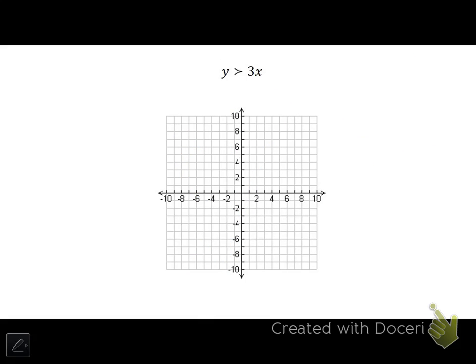Okay, y is greater than 3x. Well, to make this easier to graph, let's add a plus 0, because if we put a plus 0 on, it still doesn't mean much. But that means that we're going to be starting at 0, 0 here, and then we're going to go up 3 to the right 1, up 3 to the right 1, or we could go down 3 to the left 1. Okay, and it's going to be a dashed line because there's no line underneath it.